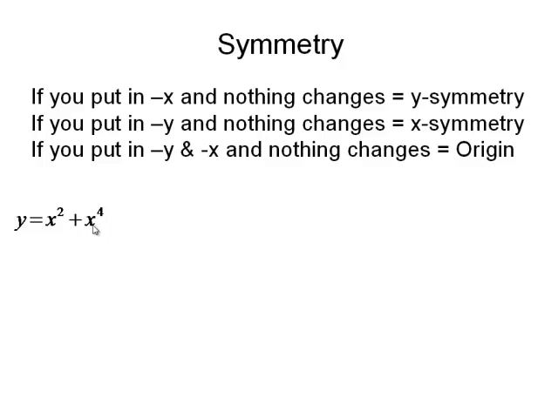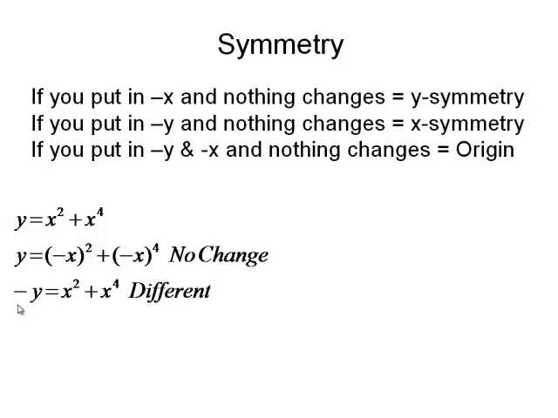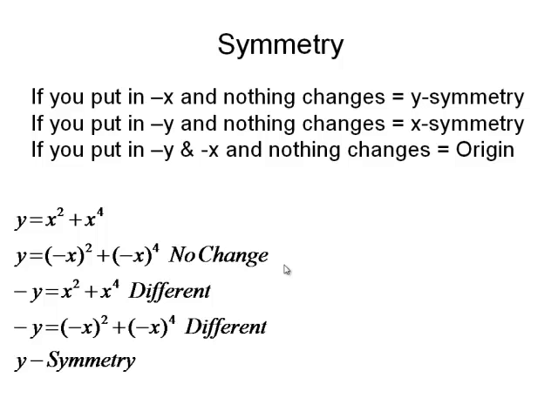Okay, suppose you have y equals x squared plus x to the 4th. If we plug in negative x, it gives you x squared plus x to the 4th, because the negatives disappear when you square them or put them to the 4th power, so there's no change. So there is x symmetry, or y symmetry, rather. If you put in a negative y, you get negative y equals x squared plus x to the 4th, which is different than you started with. And then if you change them both, you get negative y equals x squared plus x to the 4th. So that is different than you started with. So in this particular case, there was no change for the negative x, which means you have y symmetry.